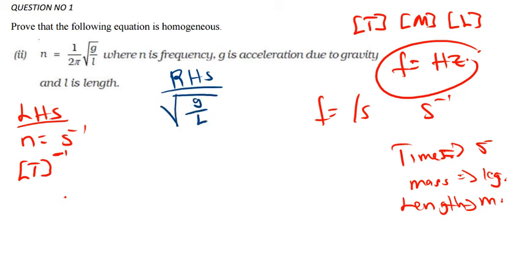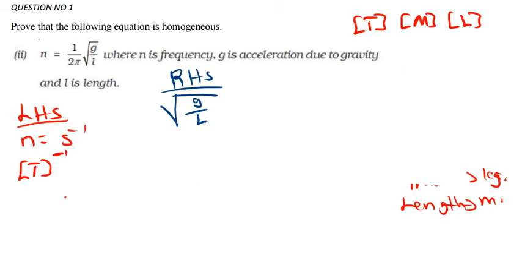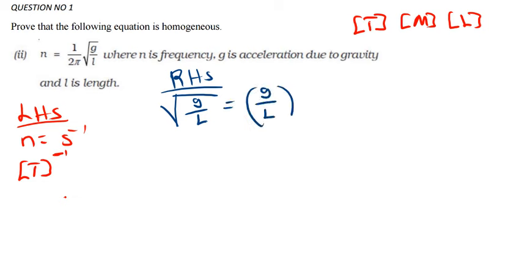But let's understand the square root. When we talk about the square root of x, it's the same as x to the power half. So this is the same as g over l to the power half. Meaning that I can again rewrite this to say it is g to the power half over l to the power half.